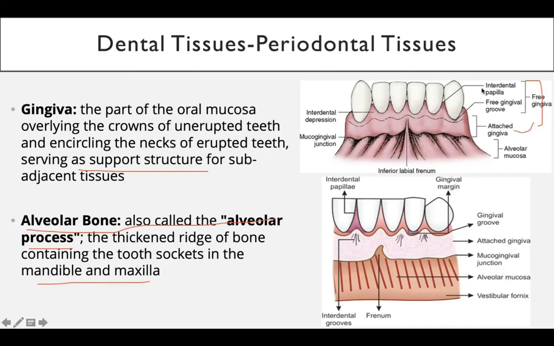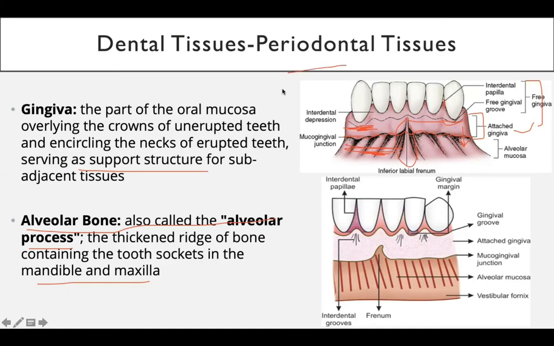Okay, here we have 2 types of gingiva, free and attached. Free gingiva has the interdental papilla, between the 2 adjacent teeth, and then the free gingival groove. This groove is known as the free gingival groove, and this is part of the free gingiva. And then attached gingiva is this part which is attached to the alveolar mucosa. This is the interdental depression. This is the interdental papilla, and then there is the mucogingival junction. This boundary is the mucogingival junction, and then this is the inferior labial frenulum.